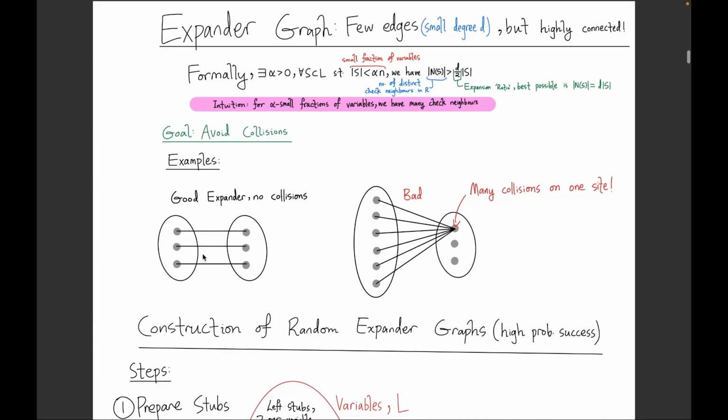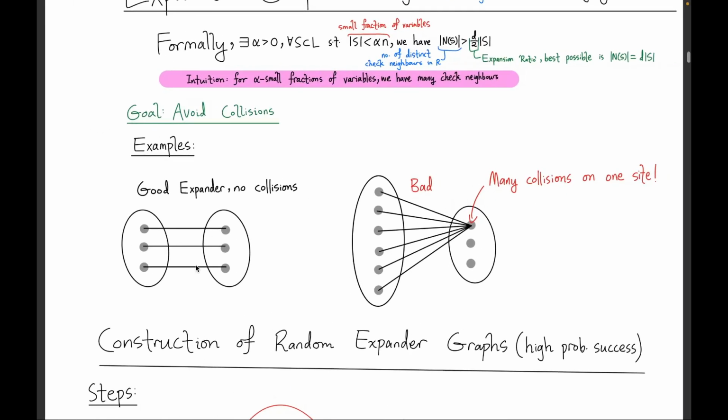So now let's figure out what an expander graph is. The main idea is that an expander graph has very few edges, so it has a small degree d, but it's very highly connected. And so what does it mean to be very highly connected? Essentially, the main idea is this. A good expander is some graph where the left-hand side, when we consider the edges it's connected to on the right-hand side, there are very few collisions. So these vertices are all sort of matched one-to-one.